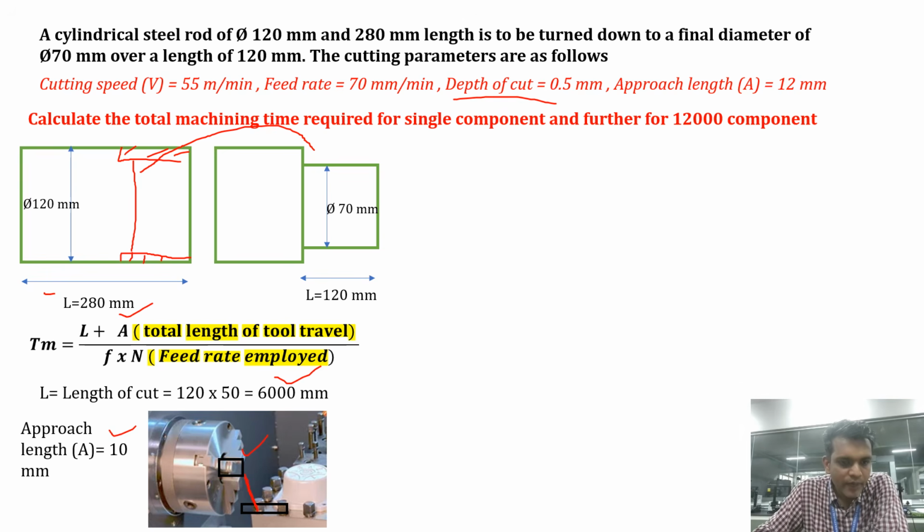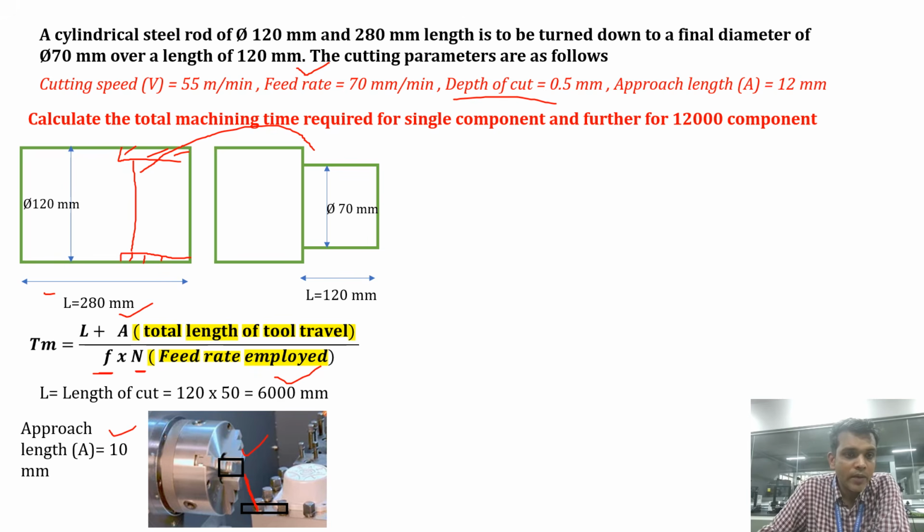Then let's go down to feed rate, feed and speed. Let's go ahead and calculate. What is given? Feed is given already, very good: 70 mm per minute. And the RPM of the spindle is not given. We have to calculate it. How to calculate?